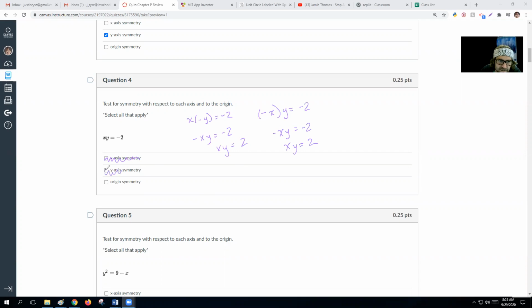So it's not y-axis. Origin, I'll make them both negative. Now, if I have a negative x times a negative y, that turns into a positive xy, and we do have the same equation we started with. So that is symmetry through the origin.